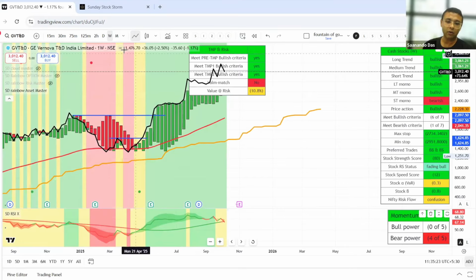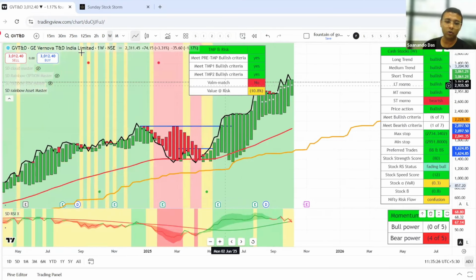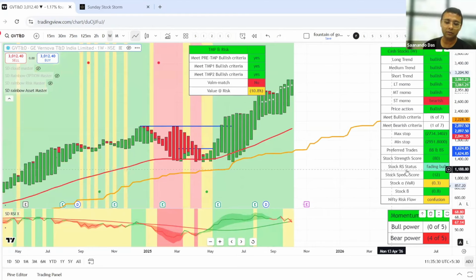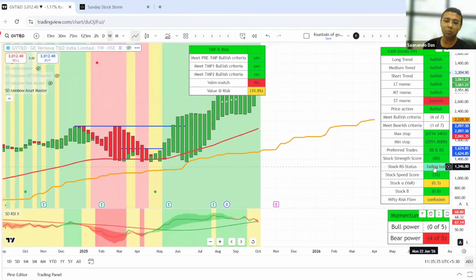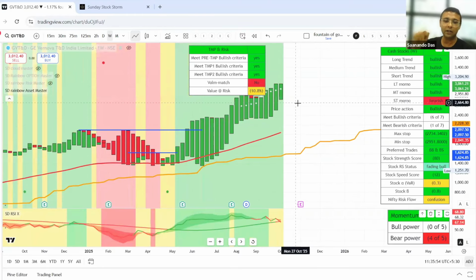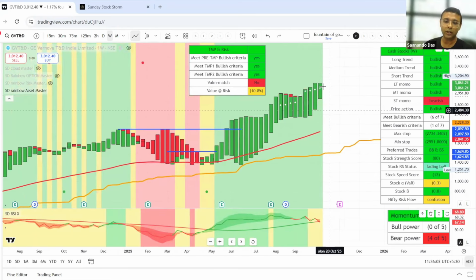So far, even with our asset master, it is going well, but the asset master has already given some signals. Like on the right side, see, fading bull, the bulls are fading. Short term momentum has turned bearish. So after a good run, it will not be a bad idea to reallocate some of the money, and fully exit if the Dow structure is broken or we get a yellow background, which is short trend neutral in the rainbow setup.